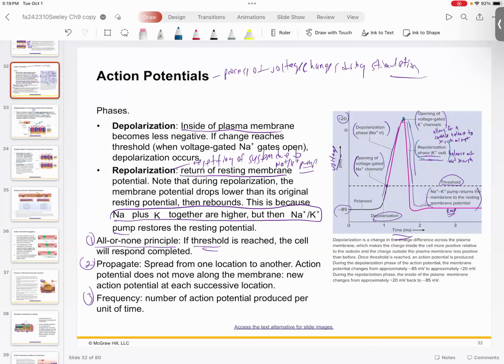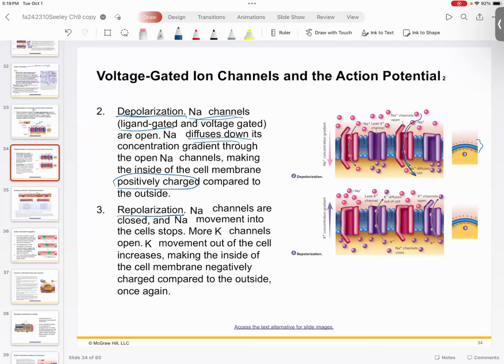That's just kind of like a leaky faucet. You're basically having to bail water, so to speak. And so what happens with repolarization is you shut those sodium channels to disallow extra ion flow.